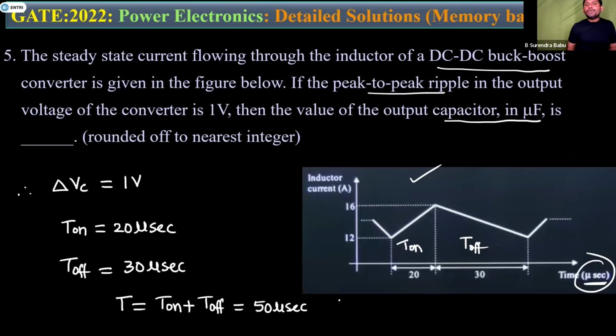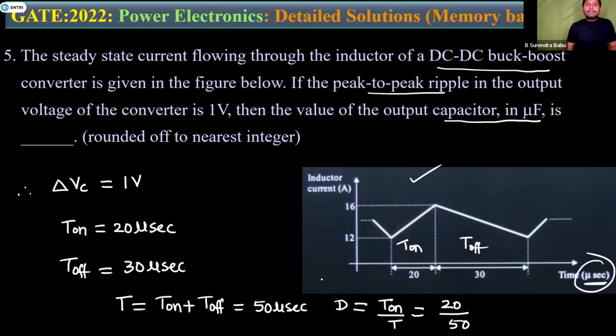Now I want to calculate the duty cycle. What is the duty cycle? Duty cycle equal to on time by total time period. What is the on time? 20. The total time period is 50. That is 20 by 50. The duty cycle is equal to 20 by 50.